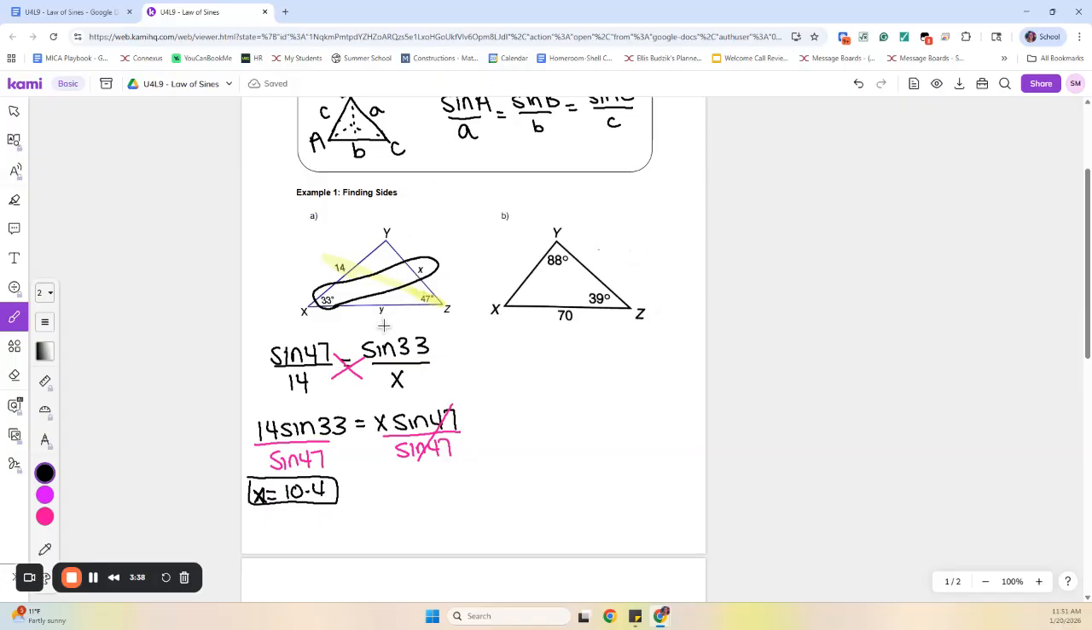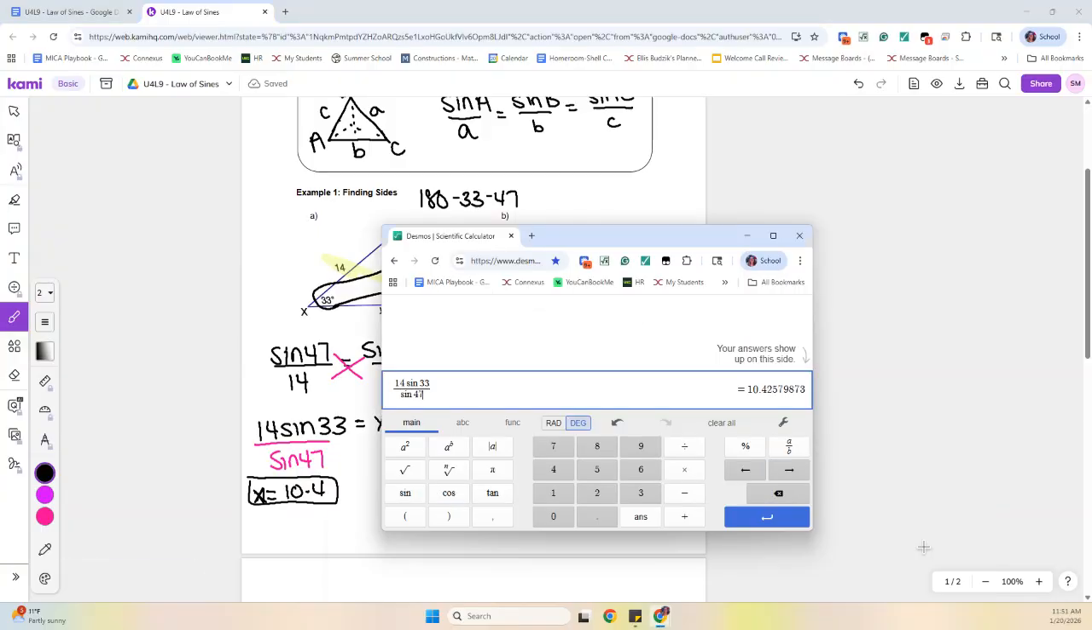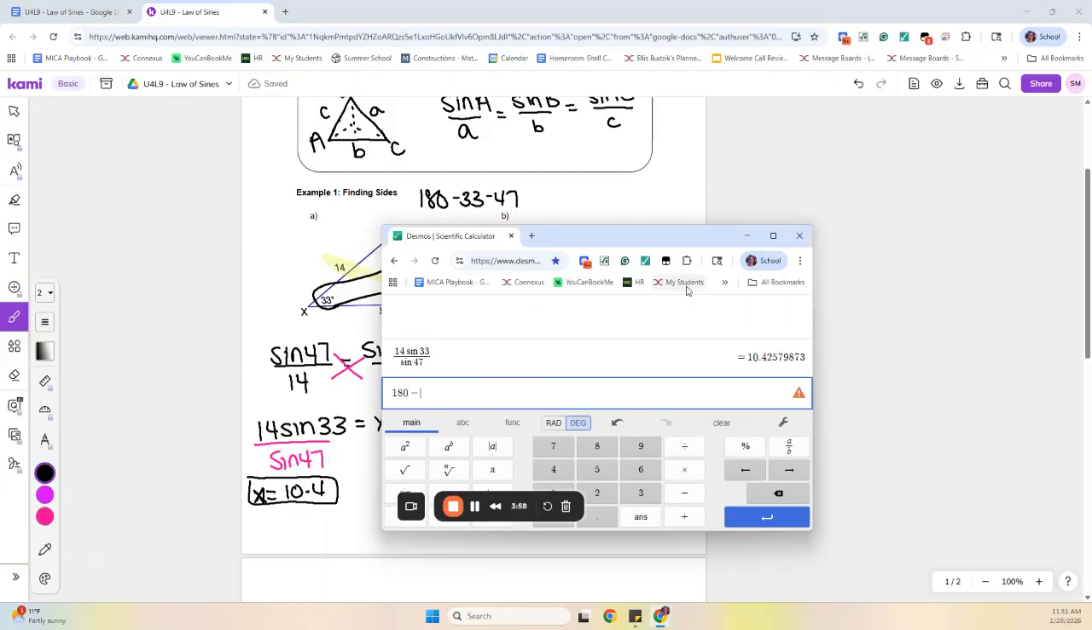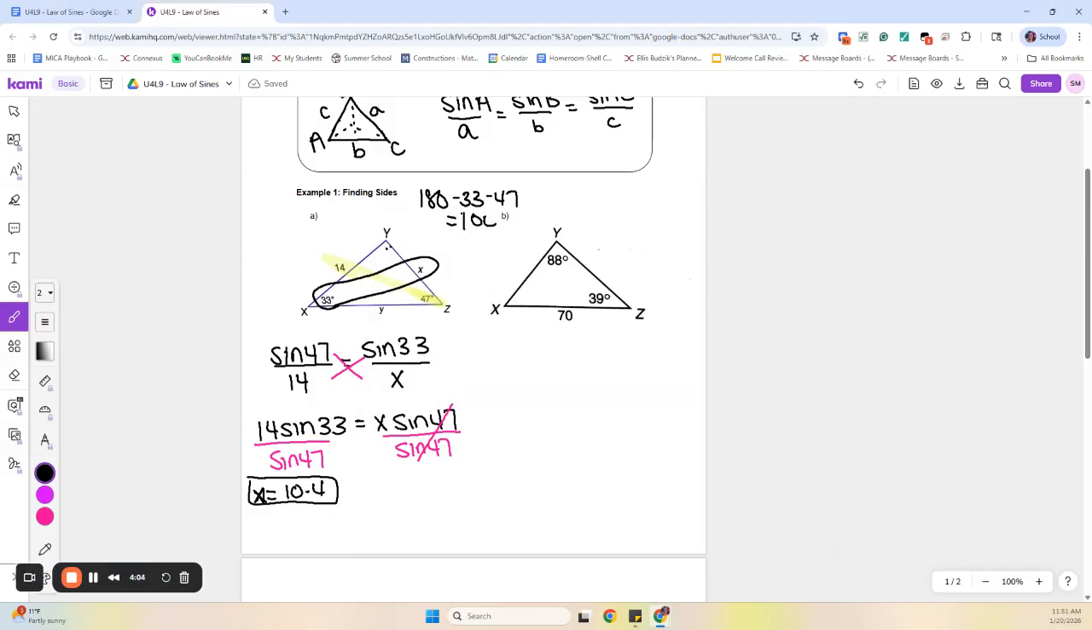I still need my y value. Now technically for the y value, I would need the angle over here, which isn't given to me, but I have 33 and 47. So what I can do is 180 minus my 33 minus my 47. Let's see what that is. So 180 minus 33 minus 47, and that is 100. That means my angle over here is 100.